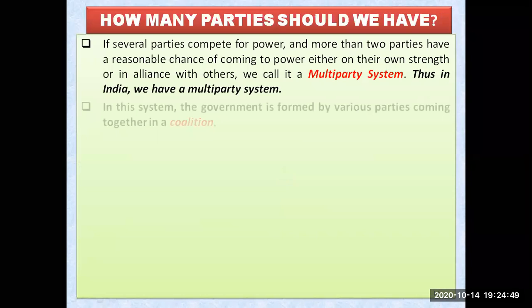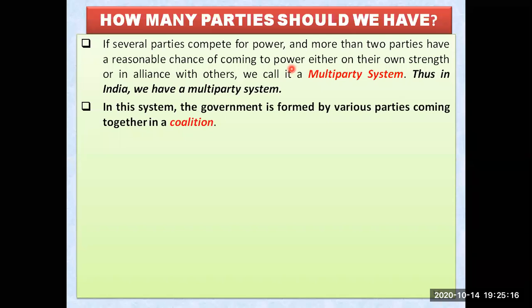If several parties compete for power and more than two parties have a reasonable chance of coming to power, either on their own strength or in alliance with others. So we are talking about several parties, not one, not two, not three, not four. There is no limit in the number of parties.